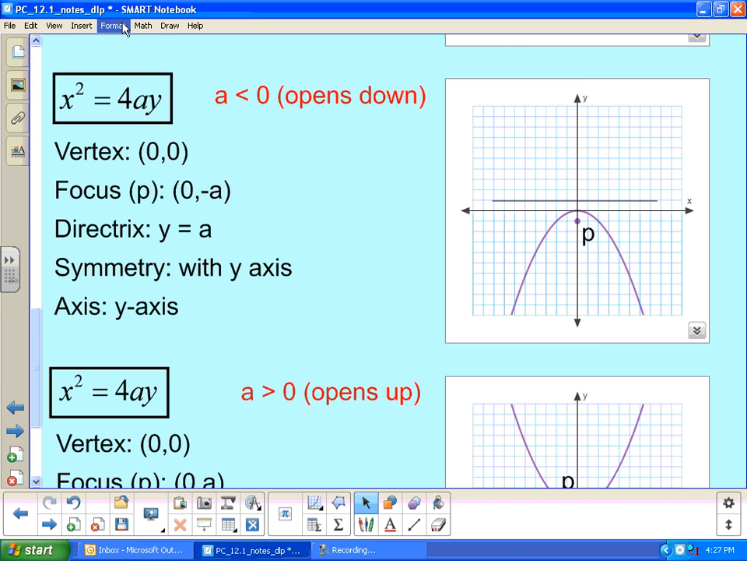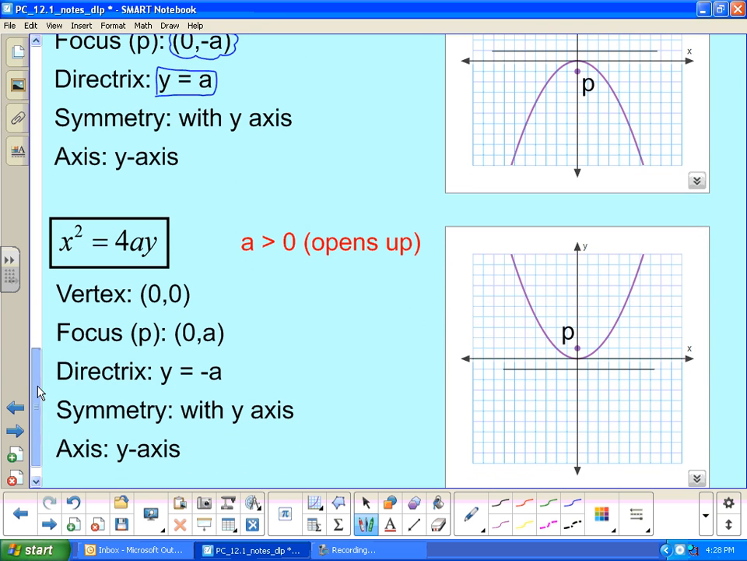we're going to pay attention to the value of the focus. We're wrapping around the y-axis, and that means you'll notice our focus is no longer a comma 0, it's now 0 comma negative a because we're opening down. So pay attention to directrix and focus when your axis of symmetry is different: x-axis of symmetry versus y-axis of symmetry. And then here's the difference when we open up.